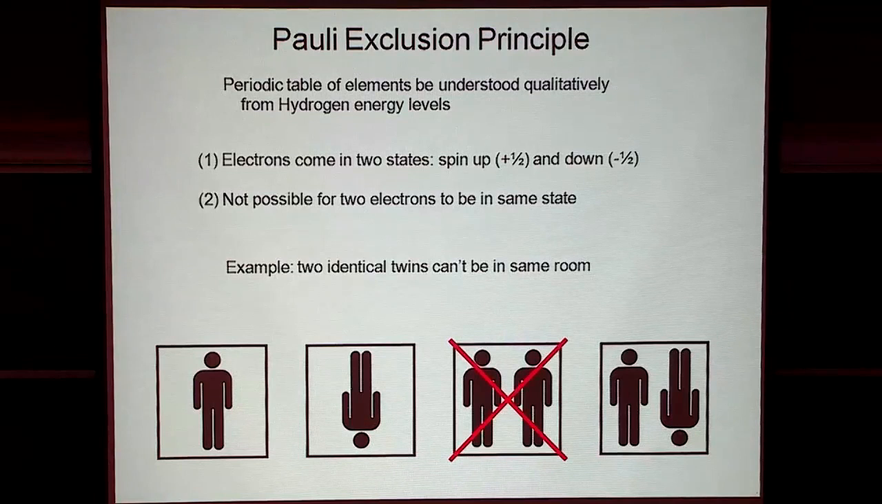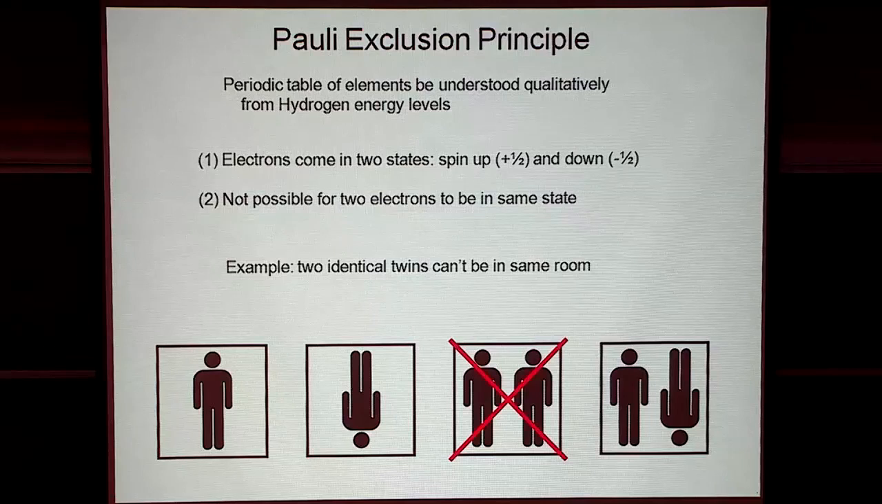Then the Pauli exclusion principle says it's not possible for two electrons to be in the same state. So what does this mean? I'm going to give an example. You have an identical twin, completely identical, and you can be in a room, or your twin can be in a room. But as soon as you try to be in the room together, it's like there's a magical force that prevents you from getting into the room. Actually, more accurate is that if you were to step in the room, you would both cease to exist. That's more accurate of what's going on.